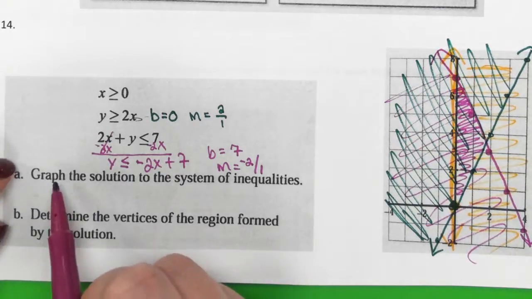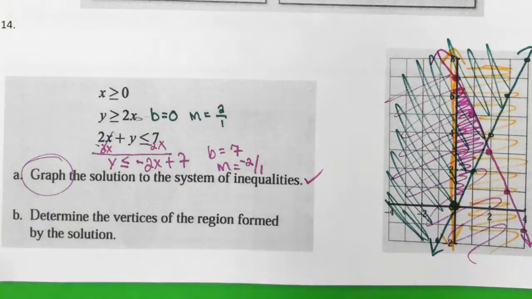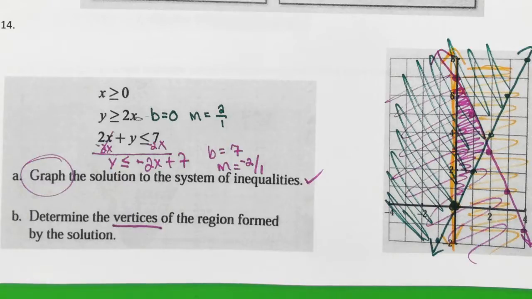Alright, so did we graph it? Part A said to graph it. Did we graph it? Yep. Alright, part B said to determine the vertices. Guys, what's the word vertices mean that you're looking to find? Look at that triangle that we have. It says the vertices of the region formed. What do vertices mean that we're trying to find? The coordinate, there you go.